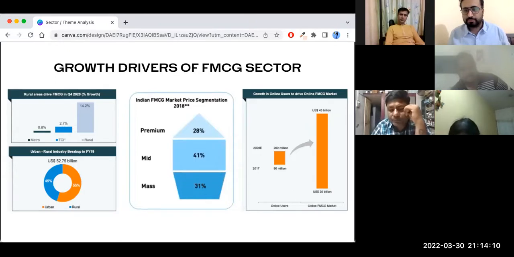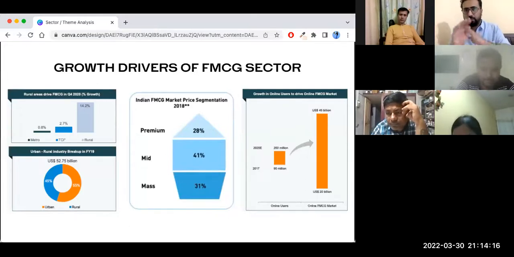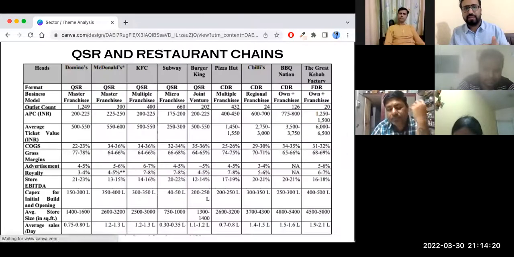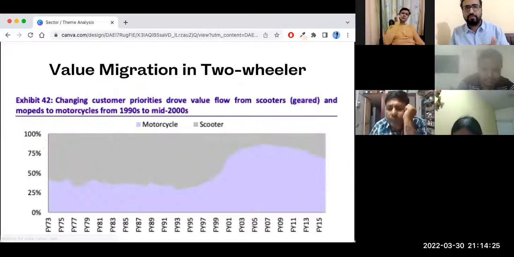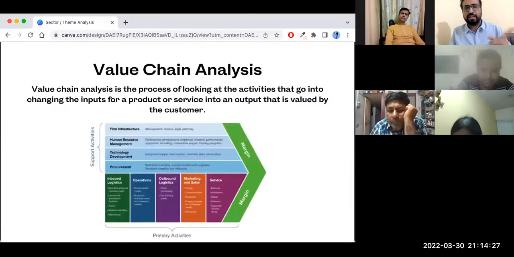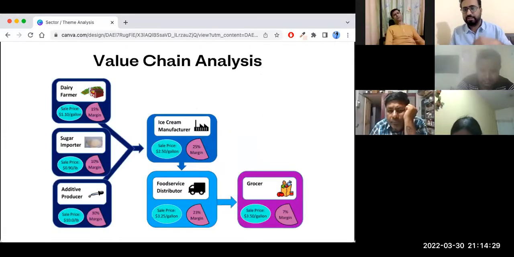All right. I'll not take much time now in the sector analysis part. Tomorrow we'll actually be finishing sector analysis. By tomorrow end, we'll be finishing sector analysis. I have FMCG, etc. Then I have the value migration. Then I have value migration examples. Then I have value chain analysis, uske examples, etc.